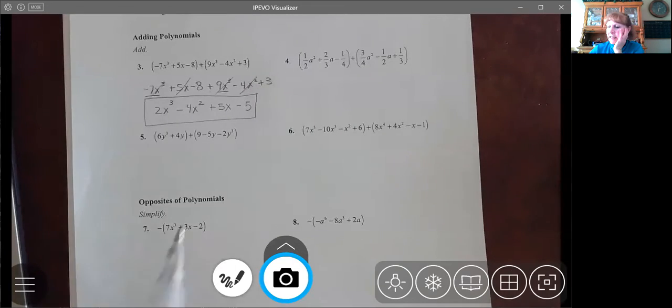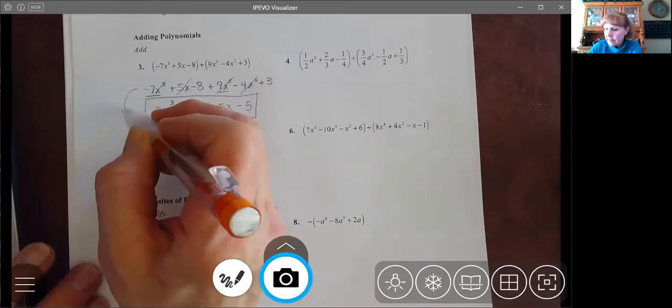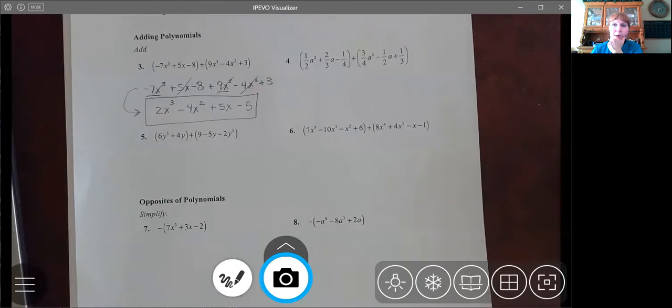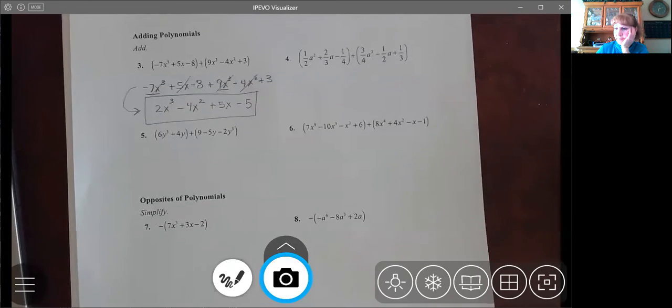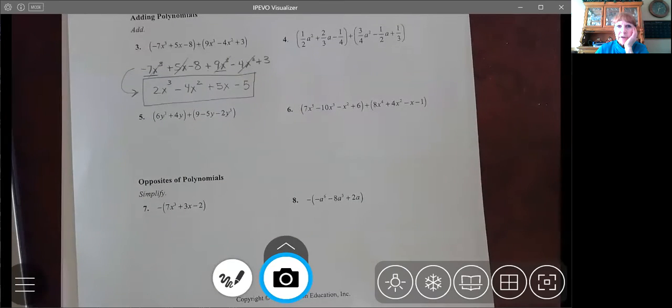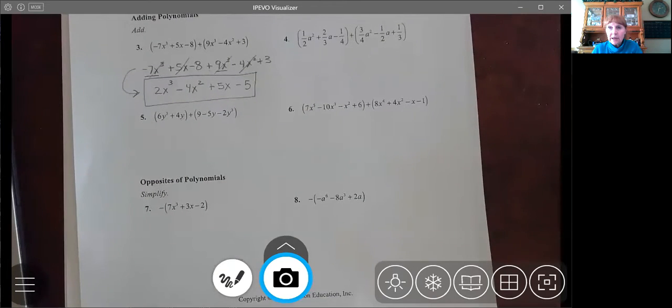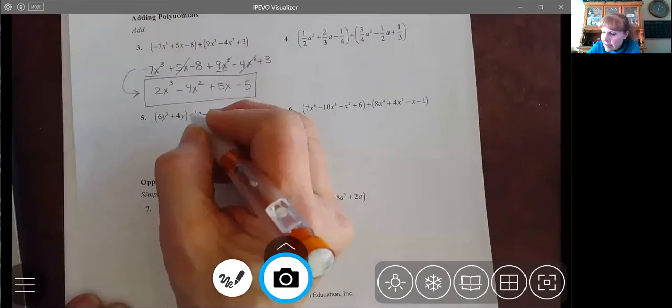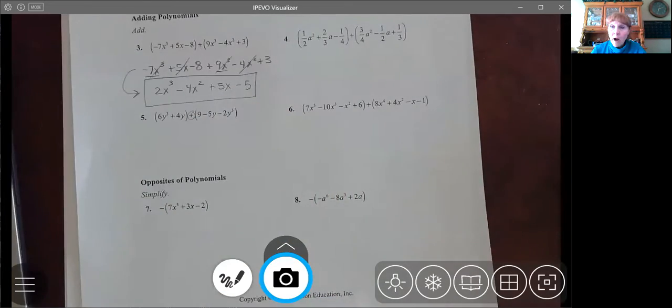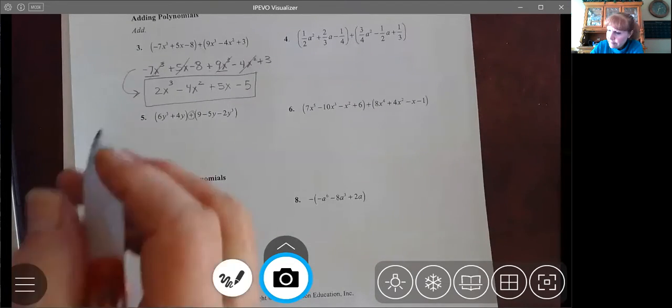What I'm mainly interested in is, can you go from here to here? That's kind of what we're after. Not really wanting to deal with the fractions. Let's look at number 5 here, because number 4 is done the same way, and you have a calculator that will add your fractions for you. On number 5, you have a plus sign in between, so I'm going to drop the parentheses and combine similar terms.